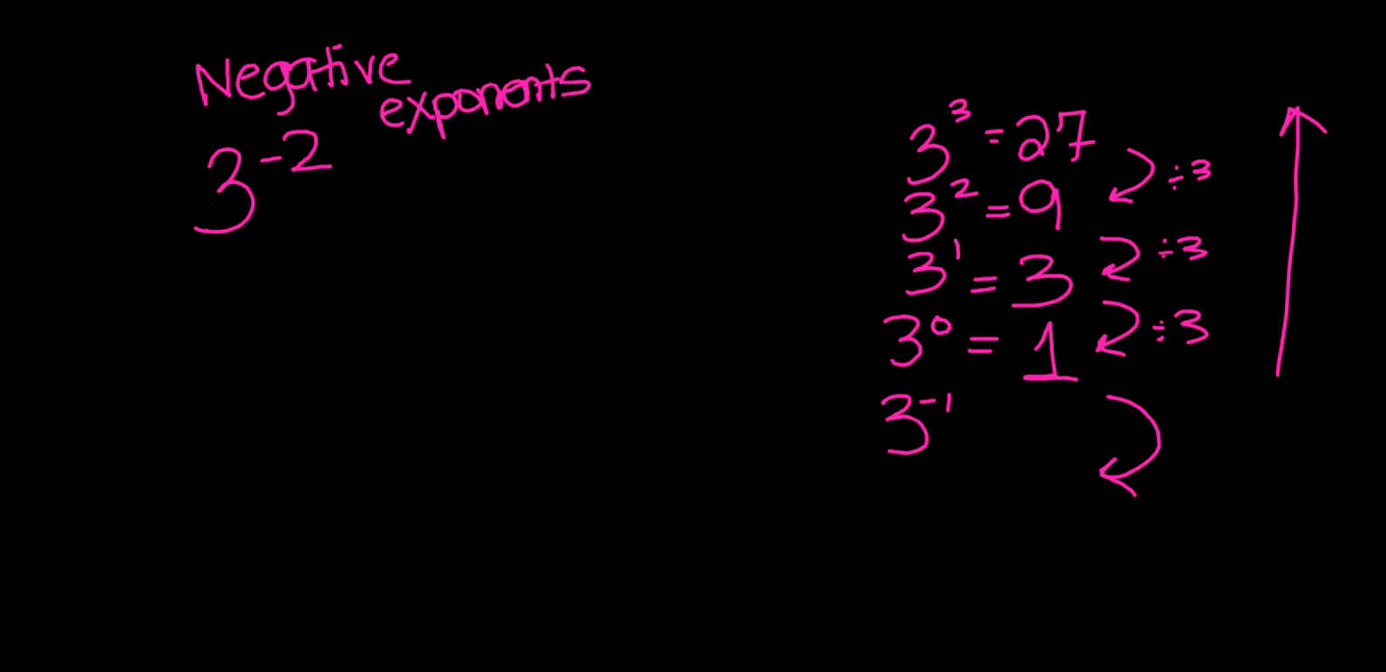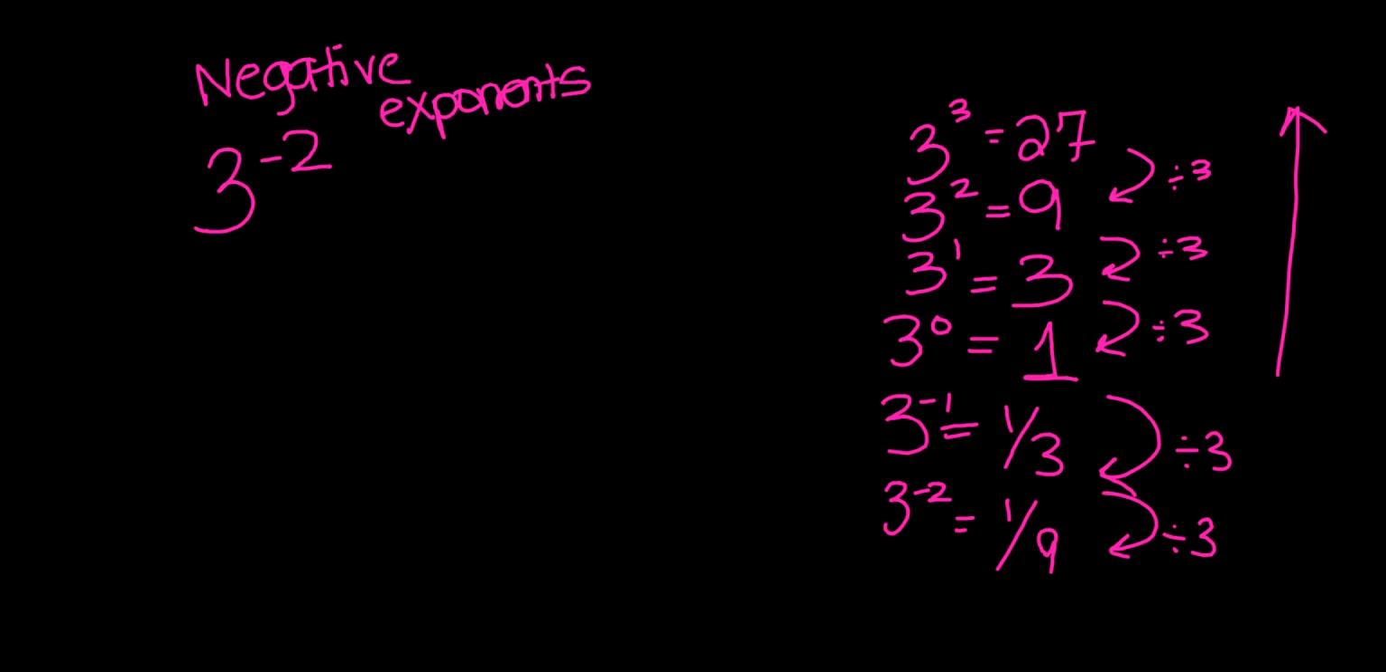And if I have to divide by 3, well, what's 1 divided by 3? Well, it's a fraction, 1 over 3. When we go to 3 to the negative second power, we're going to divide by 3 again. And we're going to get 1 over 9.